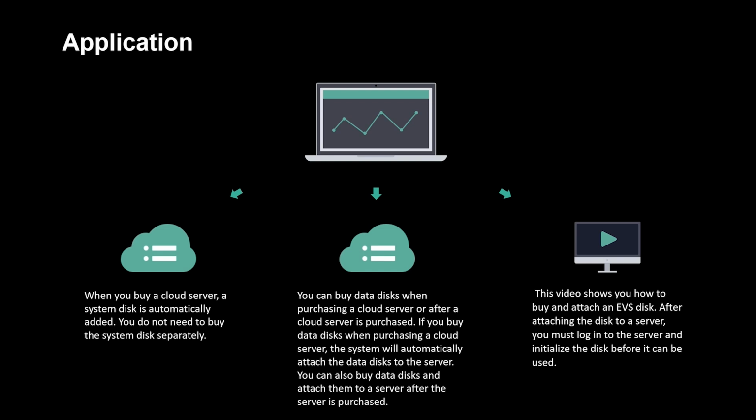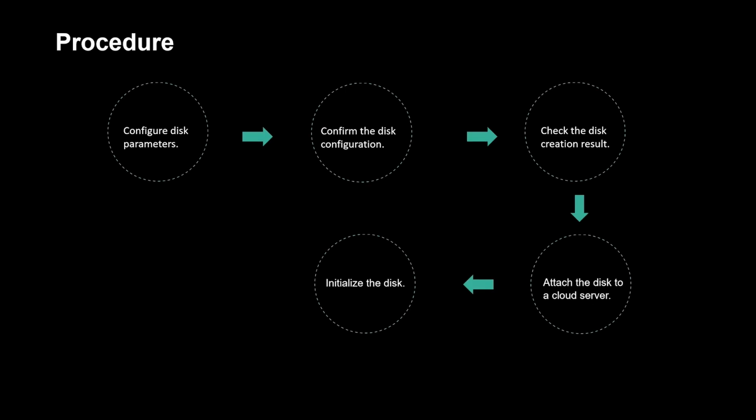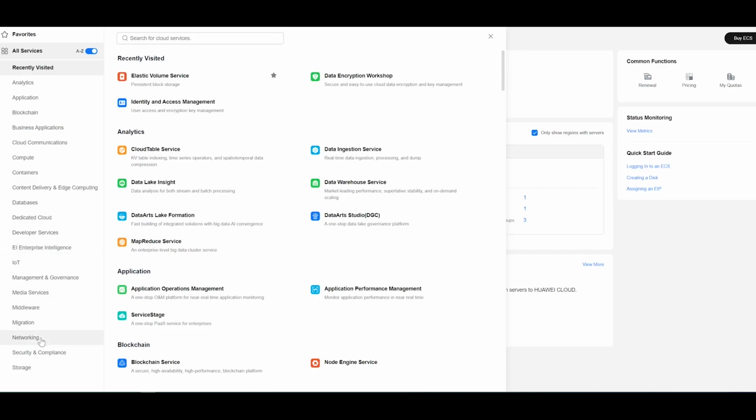After attaching the disk to a server, you must log into the server and initialize the disk before it can be used. The procedure is as follows. Configure disk parameters. Confirm the disk configuration. Check the disk creation result. Attach the disk to a cloud server. Initialize the disk. Log into the Huawei Cloud Console.